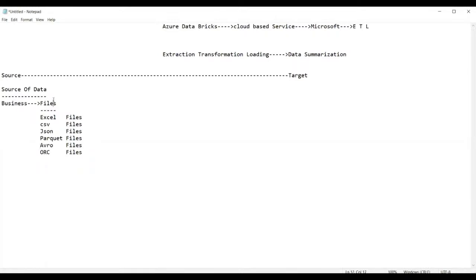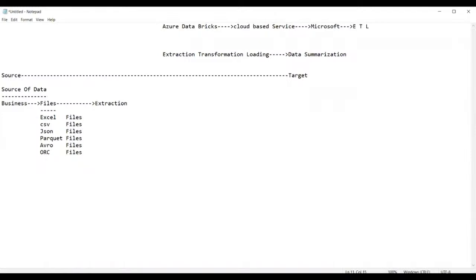So this is the data we get, from where? From these files, we get the data. So ultimately, what we do is pull in the data by using the process called extraction. So extraction is done.